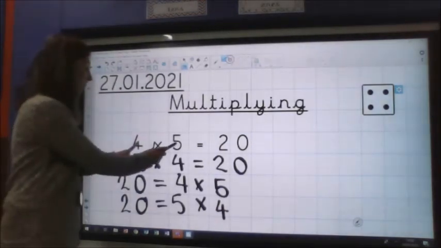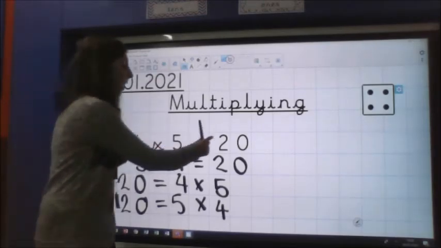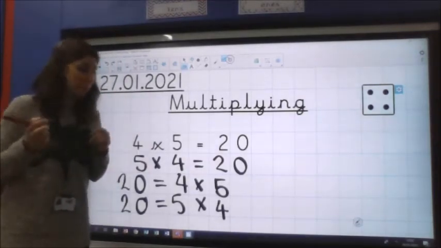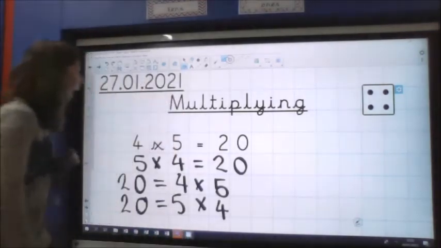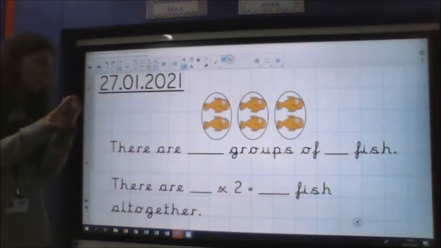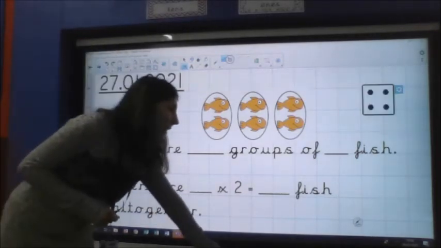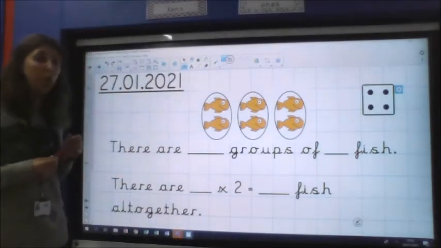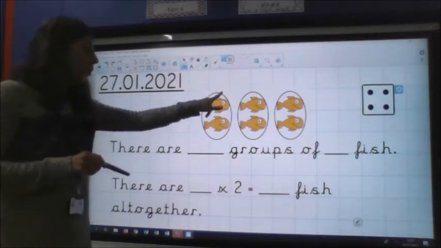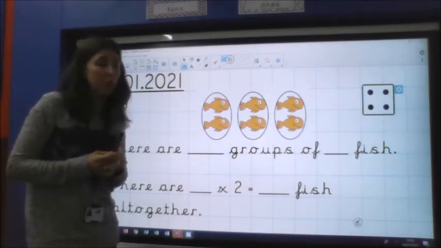Remember, the numbers either side of the multiplication sign are the smaller numbers, and the number that we've totaled with the equal sign has got to be the biggest number, okay? Now, we've talked about arrays and grouping. This is another way of writing it down. So as well as drawing an array, where we have it in the rows and the columns, you could also do it in groups. You're going to have a question similar to this in your book today.